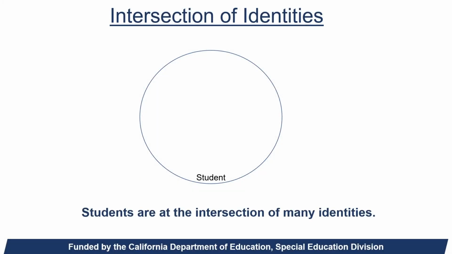As we look at intersectionality a little more deeply, we look at various identities students bring to the education setting. The circle on the screen represents the student. The students each bring with them many different identities: national origin, ethnicity, sex, gender, sexual orientation, gender identity, economic status, zip code, race, age, language, disability.